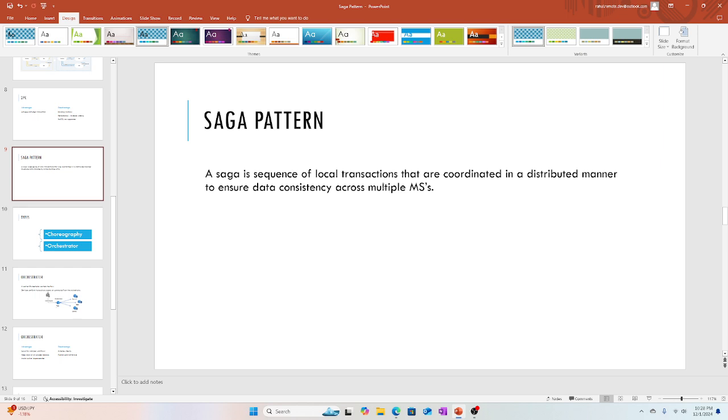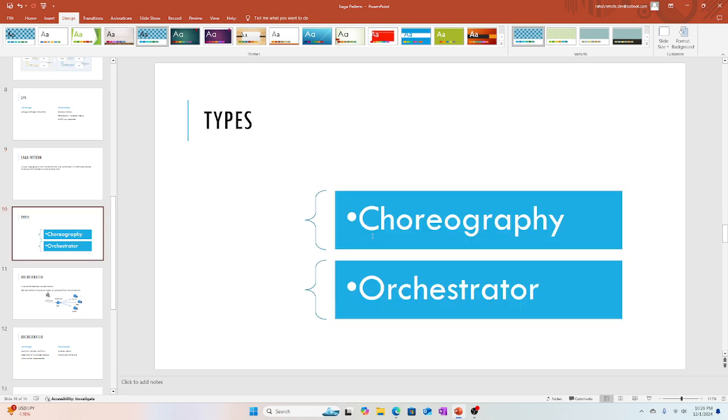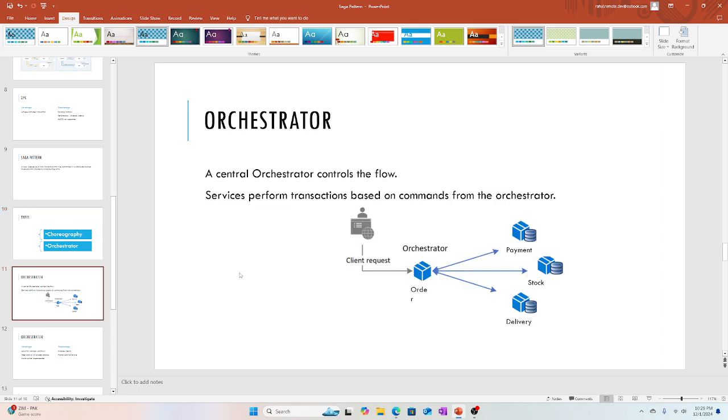So why the Saga pattern? The reason is very simple: the Saga pattern obeys the ACID properties and maintains data integrity across multiple services. Let's understand the types of Saga pattern first. There are two types of Saga pattern: choreography and orchestrator. We will talk about the orchestrator first.